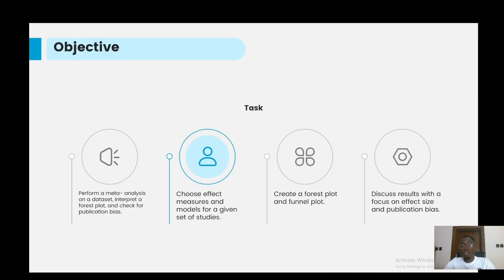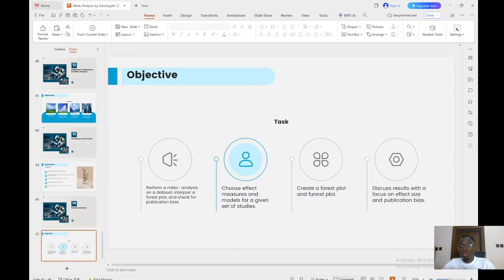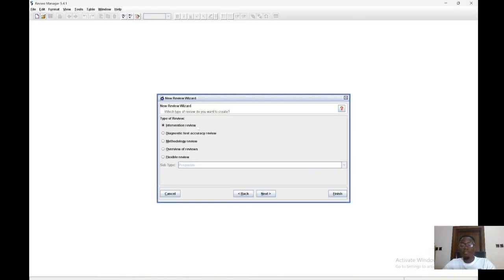Now, we're just going to start with something: perform a meta-analysis on a data set, interpret a forest plot, and check for publication bias. I'm just going to go straight in. The first thing I'm going to do is open the RevMan page, right?